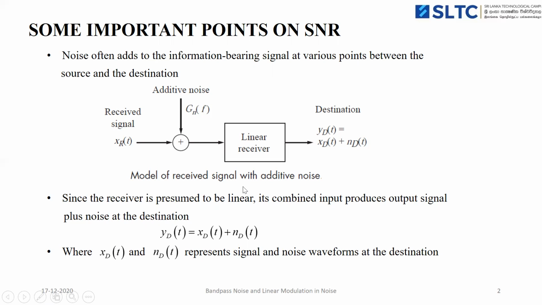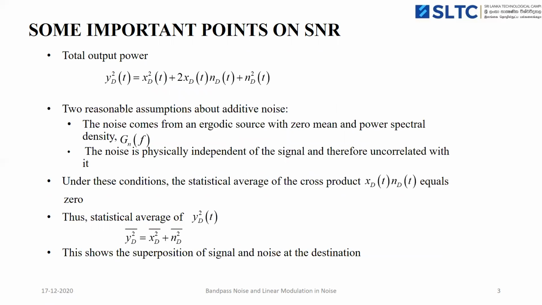So the received signal is the summation of the transmitted signal x of t and the noise signal n of t. From the received signal yd of t, we can find the total output power. In order to find the total output power, we have to find the mean square value of the output signal yd of t, which is yd squared of t. Yd squared of t is the mean square value of the received signal at the destination.